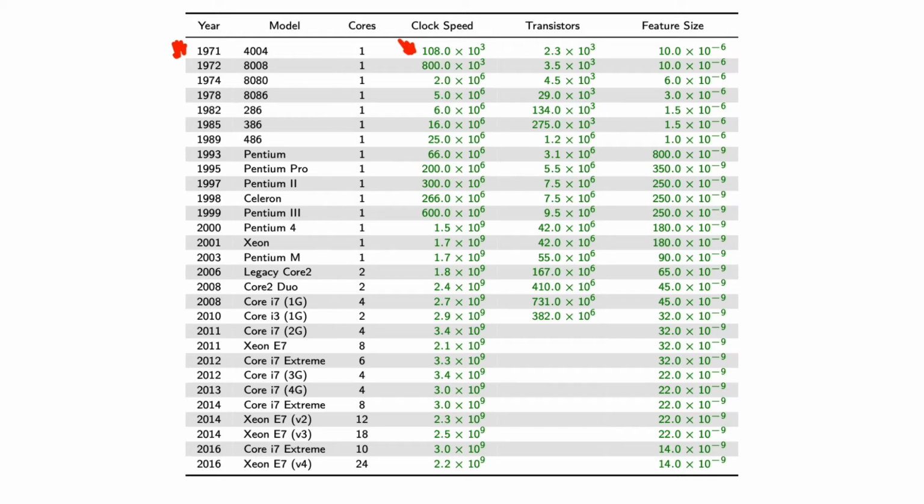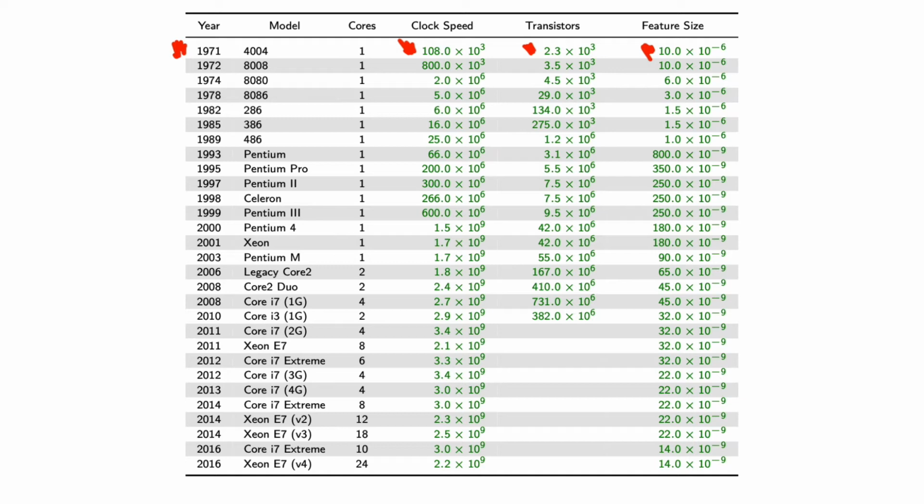It consisted of 2,300 transistors. That's a very common metric that's used to gauge the complexity of a chip: how many transistors have been laid down on the silicon surface to implement whatever functionality that chip does. And then the final column here, the feature size, basically is a measure of how small the transistors are. So 10 times 10 to the minus 6 meters, it's 10 microns, basically.